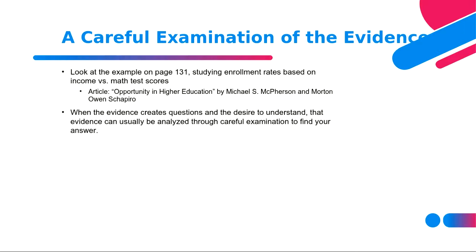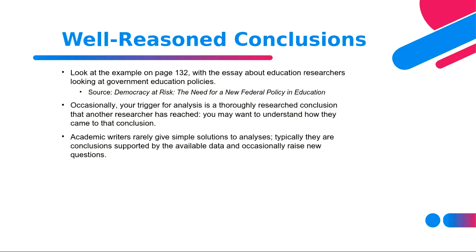Next is well-reasoned conclusions. On page 132, the essay about education researchers looking at government education policies. There is an excerpt from a book titled Democracy at Risk, The Need for a New Federal Policy in Education. This is written by a group, again, of education researchers. They're looking at education policies enacted by the U.S. government. Occasionally, your trigger for analysis is a thoroughly researched conclusion that another researcher reached.